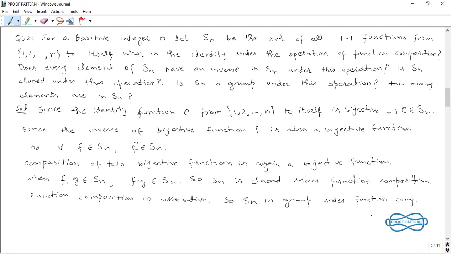Now, because we have to find all the bijective functions, whenever we fix the first element it may have n possible images, and similarly for the second element we have n minus 1 possible images, and so on. This means the total elements in Sn are n factorial. Okay, we move to the next question.